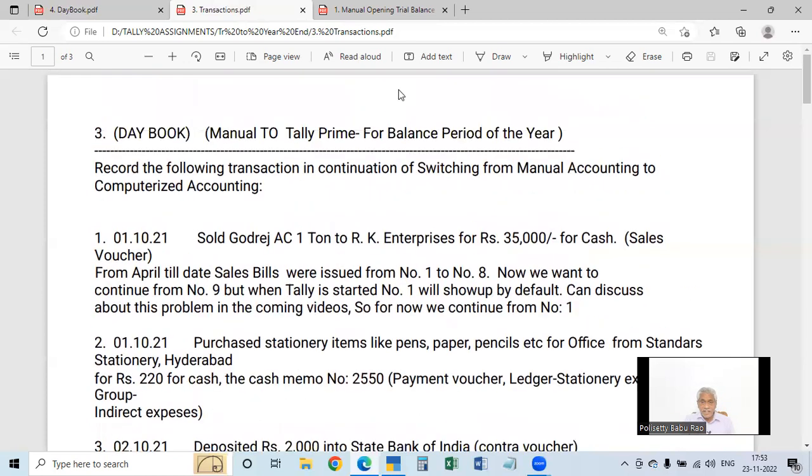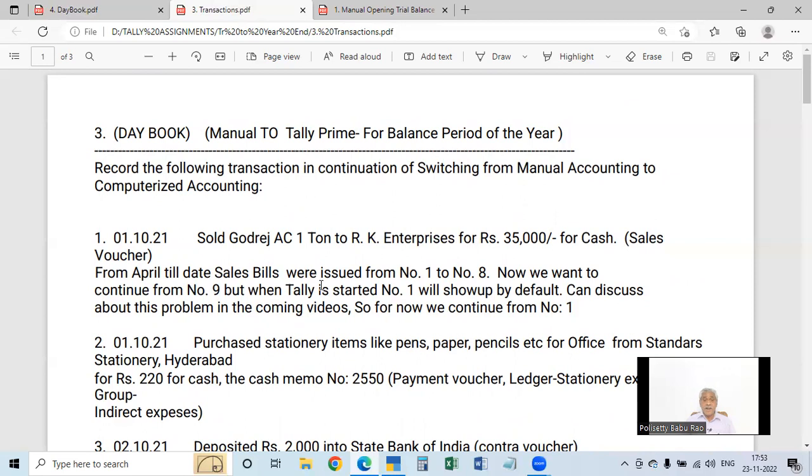Okay. So here in the sales book, we have to enter this one. We have to enter cash in the first one, party's name, and in the party's details window, we have to enter the party name, RK Enterprises. Okay. And then sales.